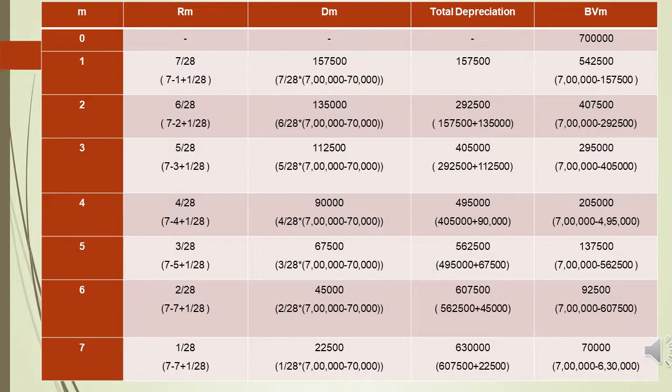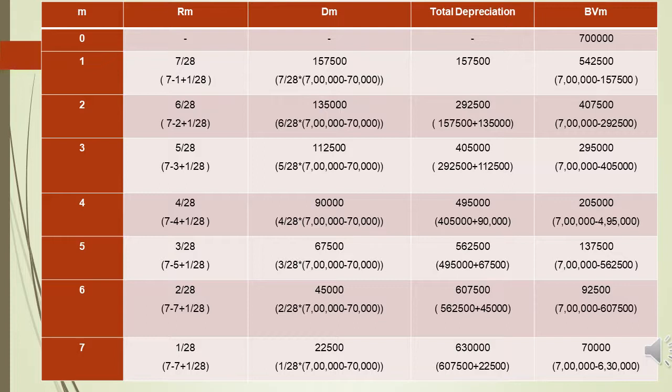Now the BV value of the last year, that is the seventh year. So I'll deduct from 7 lakhs the total depreciation value of the seventh year, that is 6,30,000. So 7 lakhs minus 6,30,000, I'll get the answer as 70,000. Now this 70,000 is the same value. F value also is given as 70,000.